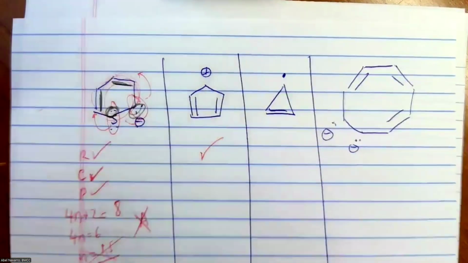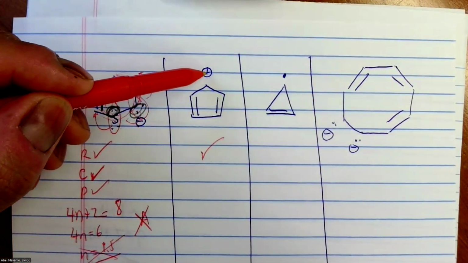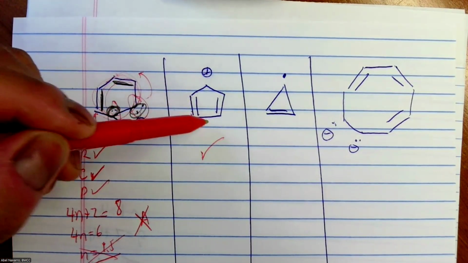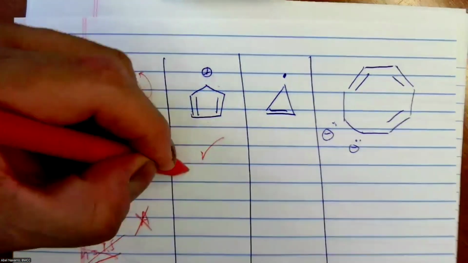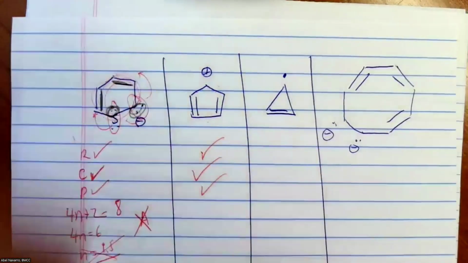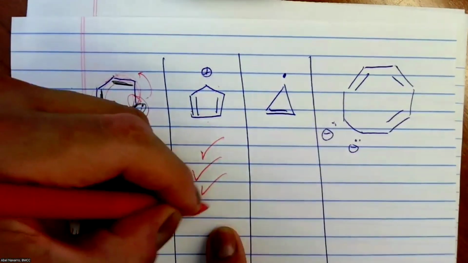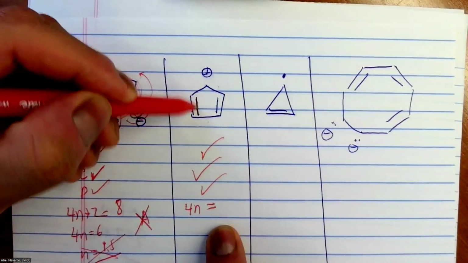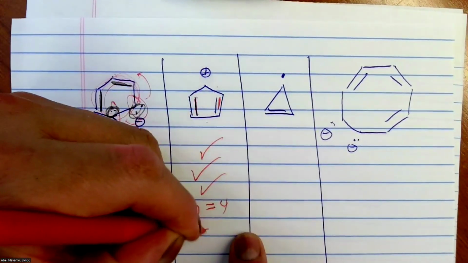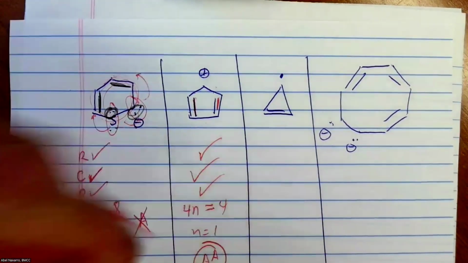Is this a ring? Yes. Conjugated? Charge, single, double, single, correct. Is it planar? We're assuming that it is. Let's do the Huckel. Now let's do the Huckel for anti-aromatic. 4n is equal to 4, so n is equal to 1. Therefore, this compound is also anti-aromatic.